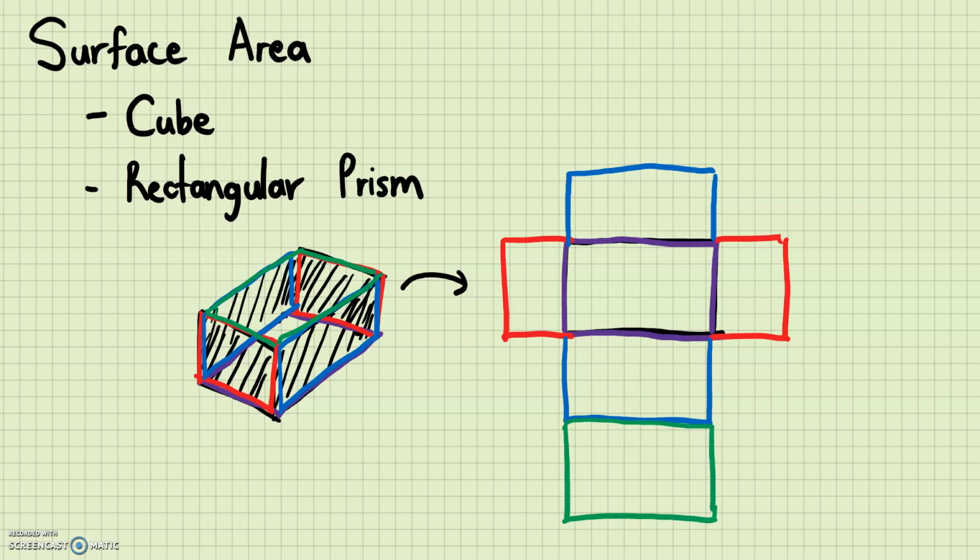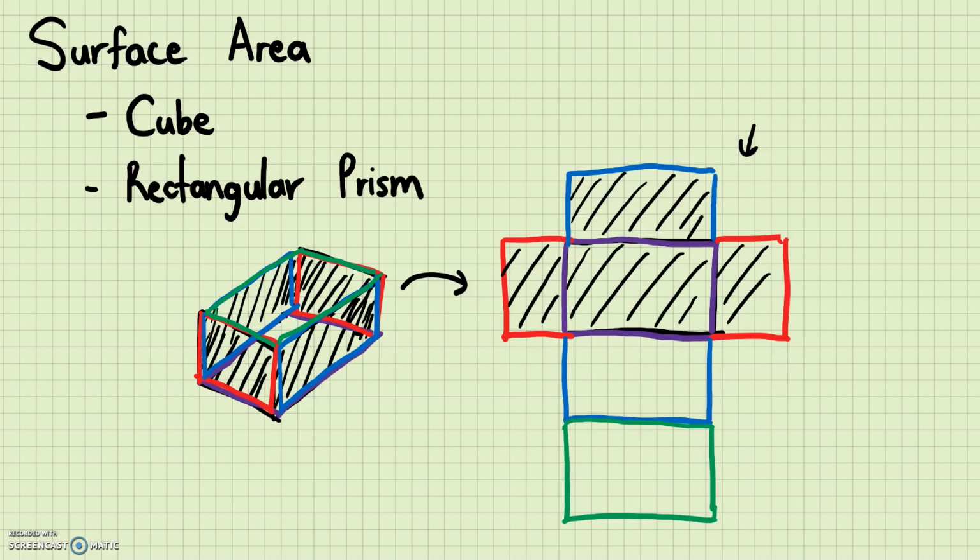So I've opened up the rectangular prism like this. If you fold this up, then you will get this rectangular prism. And you are wondering what the surface area is. So this is what you need to have. This is the area that you need to calculate to make this box. This is how much cardboard you need to make this box.